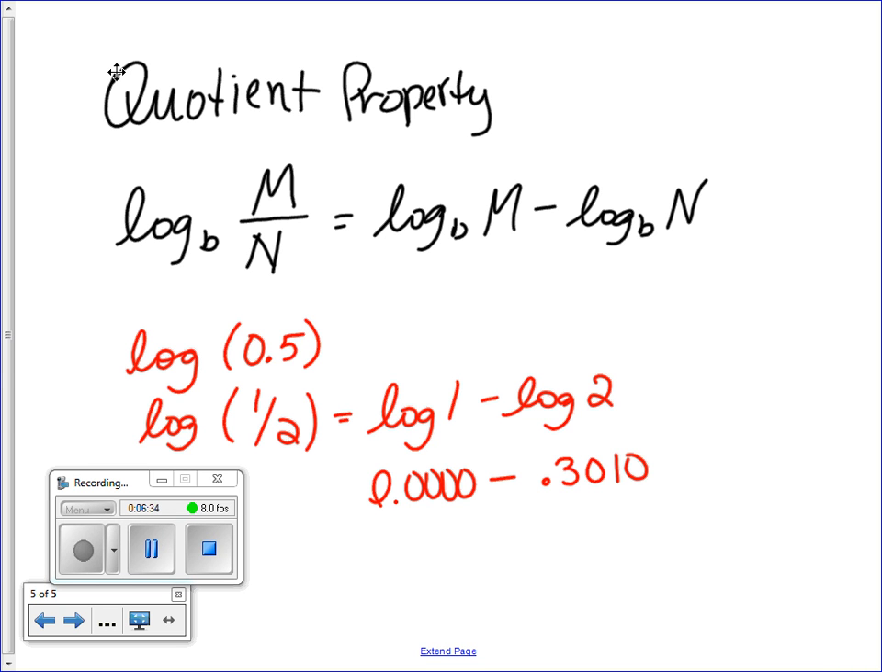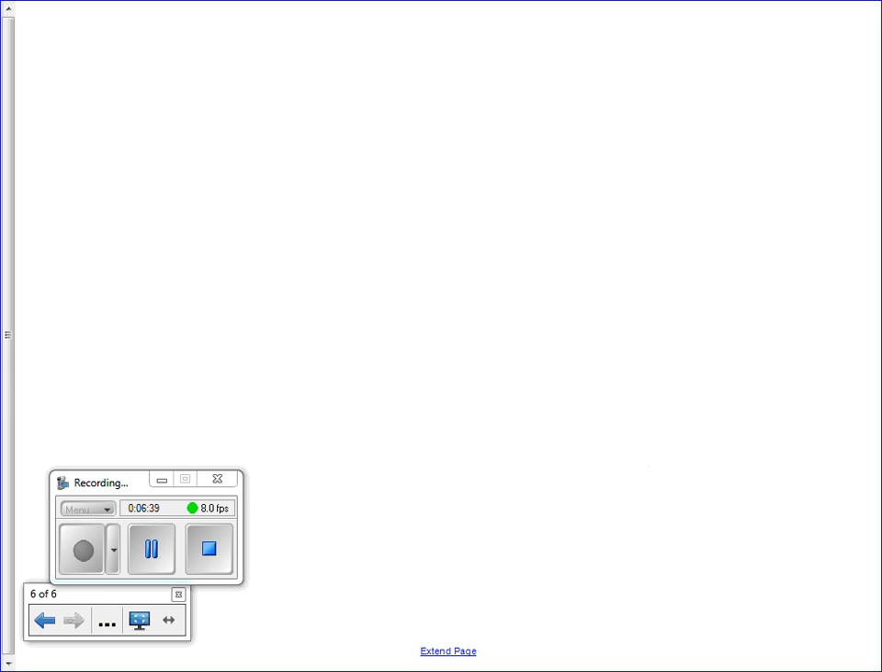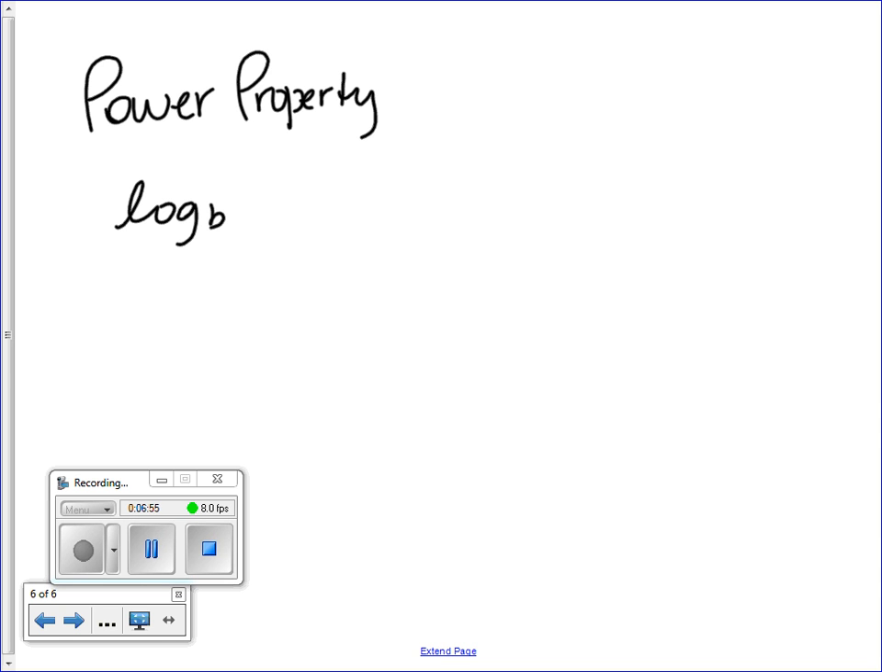Power property. Can I move this one, by the way? Alright, power property is a really good one. We use power property quite a bit in our other classes. It says log base b of m to the p is equal to p times log base b of m.